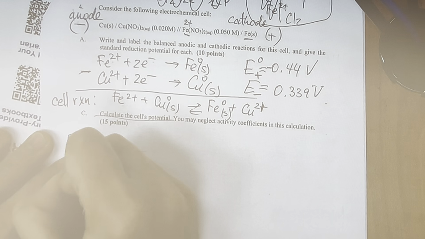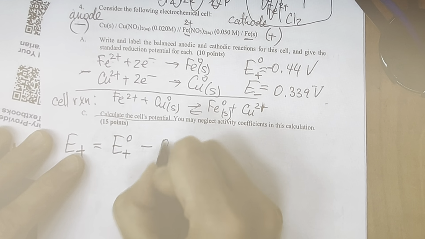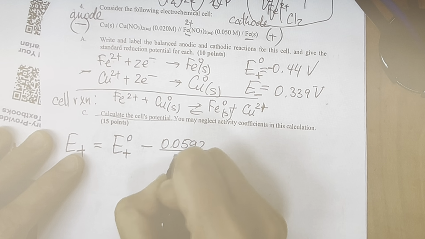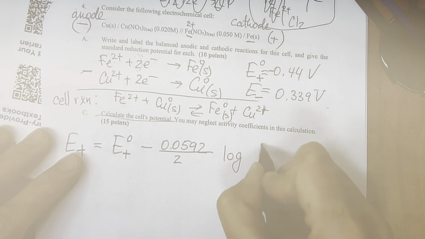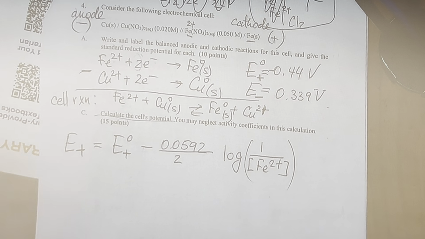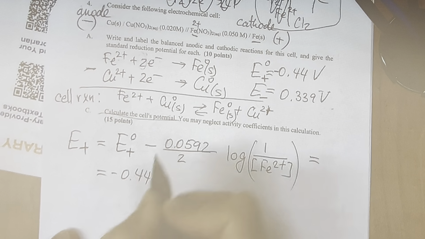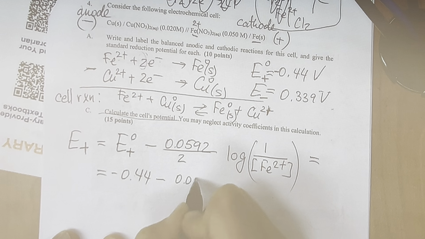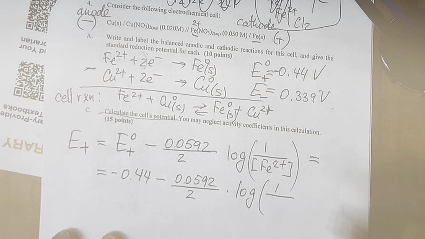So potential at cathode will be our standard potential at cathode minus 0.0592 divided by 2 electrons, because that's how many are involved, times log of 1 divided by concentration of iron 2+. Okay, let's put the numbers in and find it. Negative 0.44 volts minus 0.0592 divided by 2 times log of 1 divided by iron concentration.